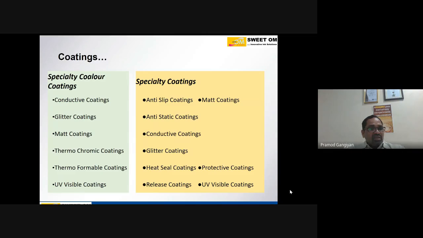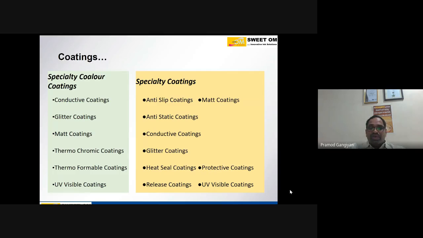Now, another thing is thermochromic coatings. These are again a color coating. Thermochromic coatings are basically when you apply any temperature on the coating and it changes its color. There are several ranges available for it. Some coatings change their color even at 23 to 25-degree temperature.